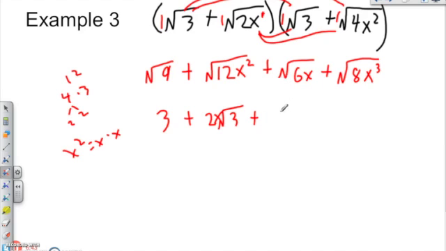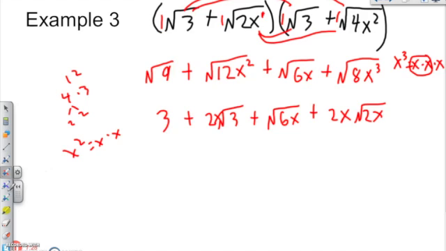Plus, now 6 doesn't have a perfect square factor, so I can't simplify 6 at all. I can't pull anything out from there, and I can't pull anything out from the x. So that's going to be still the square root of 6x. And then at the end, 4 times 2 is 8, so I can pull out the square root of 4, which is 2. And I'm also going to be able to pull out an x from the x cubed, because x cubed is x times x times x, so I have the square there that I can take the square root of and pull the x out from. And that's going to leave me 2x underneath.